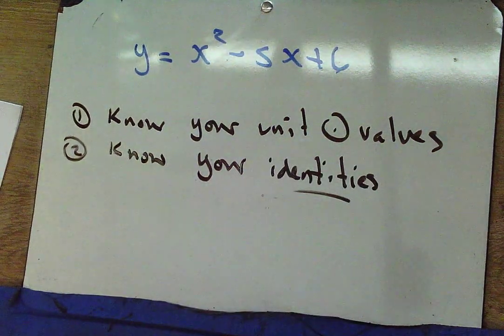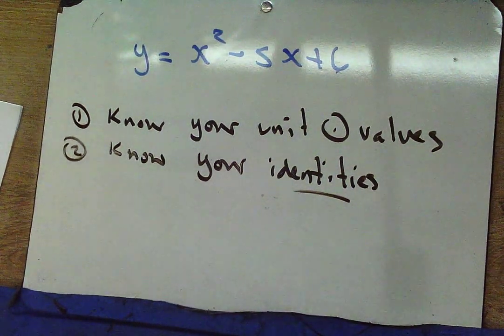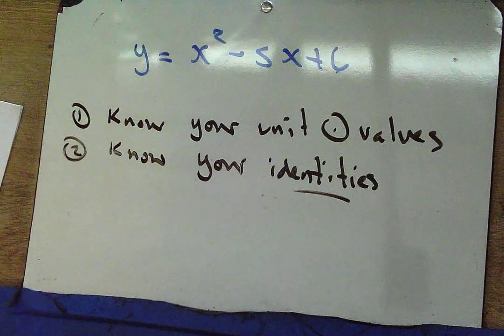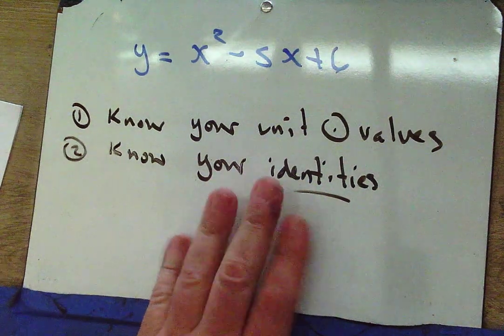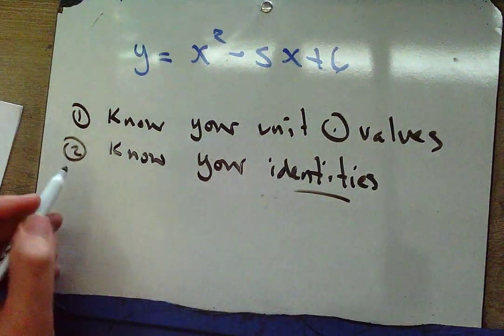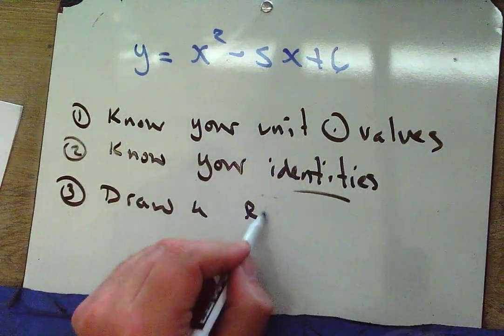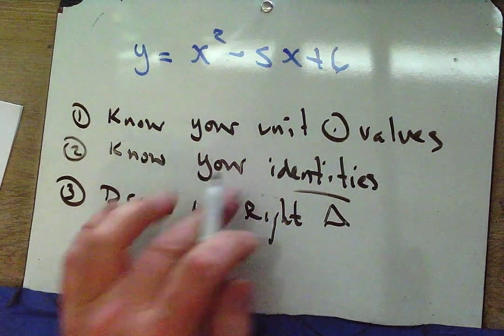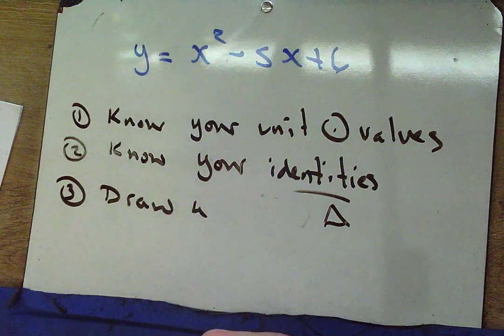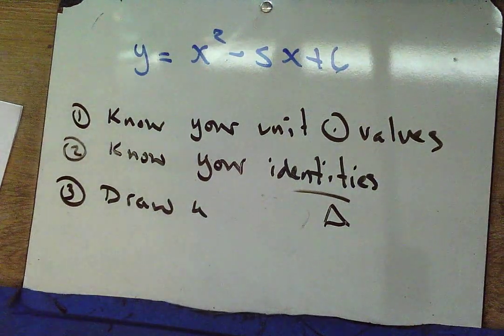This is kind of like knowing the theorems in geometry class, where it was really hard to do geometry if you didn't know the isosceles triangle theorem. But once you knew the isosceles triangle theorem, yeah, geometry got a little easier. And so too, we're going to have some identities, and you're going to need to know them. And then finally, draw a right triangle is going to be chapter 4, and draw a triangle is going to be chapter 6. So, yeah, these are the 3 big magic secrets to trigonometry, and I can't wait to take a look at them with you.